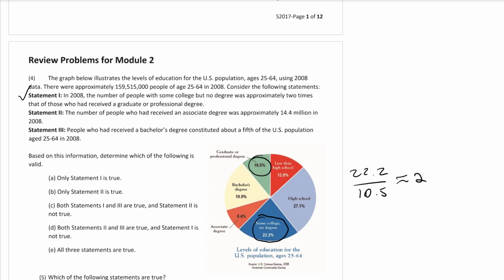Statement number 2: the number of people who had received an associate degree was approximately 14.4 million people in 2008. Let's break this down. The percentage of people who received an associate degree is 8.4%, and that is out of 159,515,000 people of that age in the year 2008. So we need to do the calculation to check whether that statement is true or false. We're going to find 8.4% of that amount.